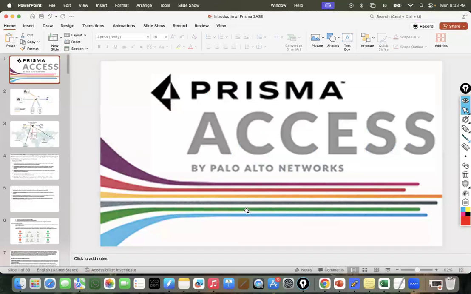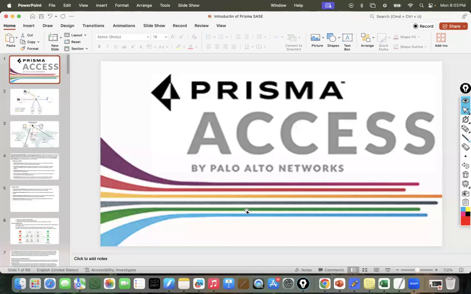Today we are going to discuss a very important topic, that is Prisma Access. I know techies have a lot of confusion about this particular solution. They always have a concern: how should we approach understanding this solution? That is the SASE solution. We keep talking about the SASE solution.